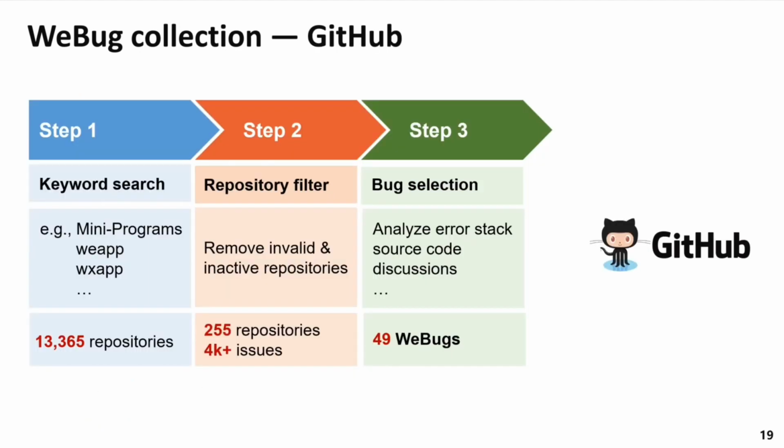We use some keywords like mini program, wx-app, weixin app to collect mini programs, and obtained more than 13,000 repositories. We then removed invalid and inactive repositories. 2,055 repositories remain with more than 400 issues. We manually analyzed the error stack, source code, and discussion, and obtained 49 V-Bugs.